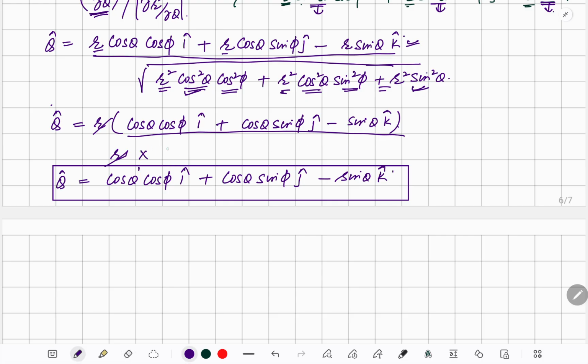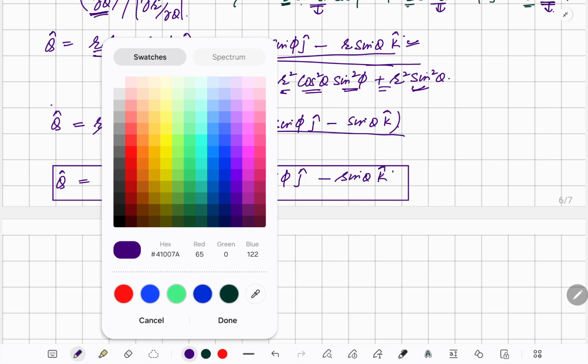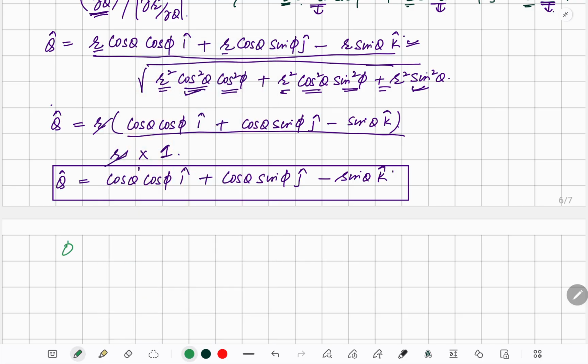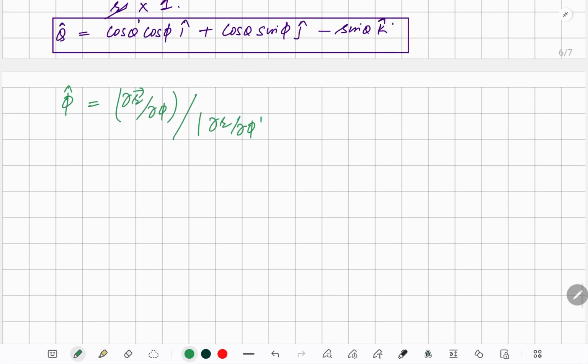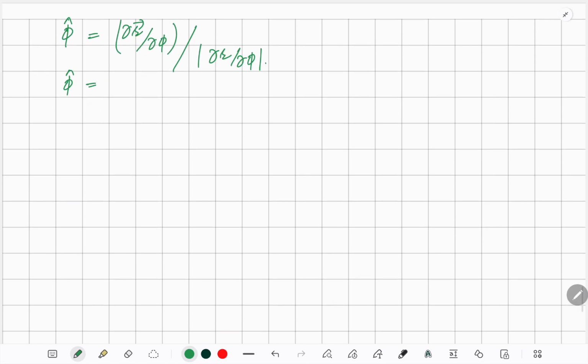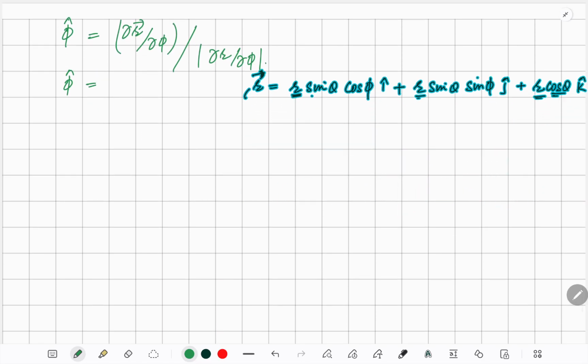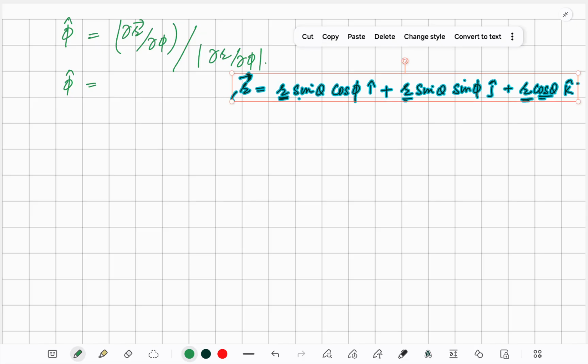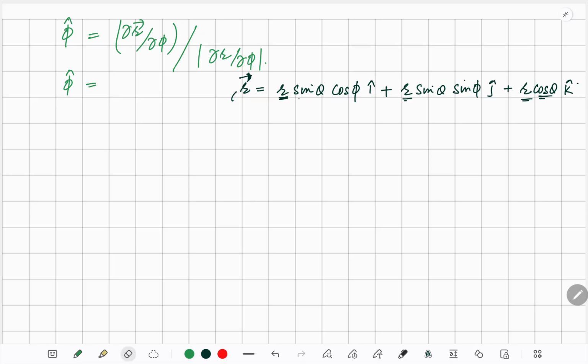Okay, let me erase this now because it's 1 there. So for phi cap, let me use a different pen here, this green one. Now we have to use the phi cap. For the phi cap, we'll use dou r by dou phi divided by the magnitude of dou r by dou phi. Again, this is very simple. So phi cap equals, well, r is the same. For the sake of convenience, I'm writing it like that.